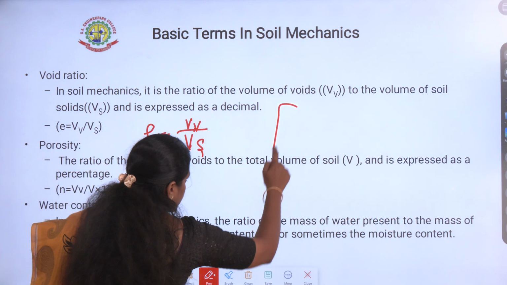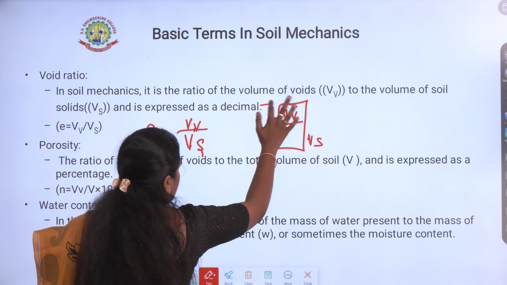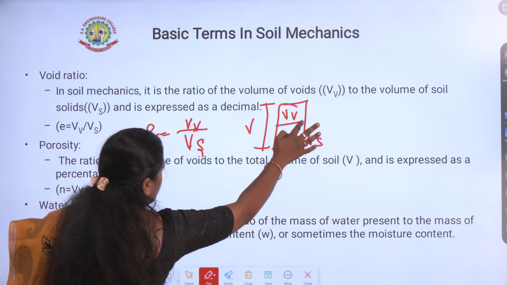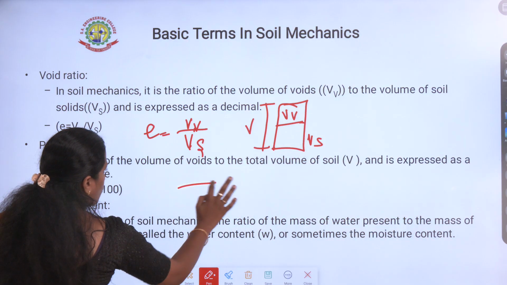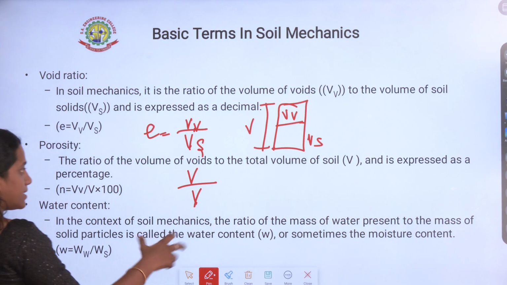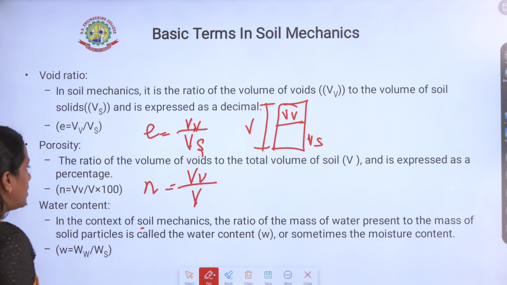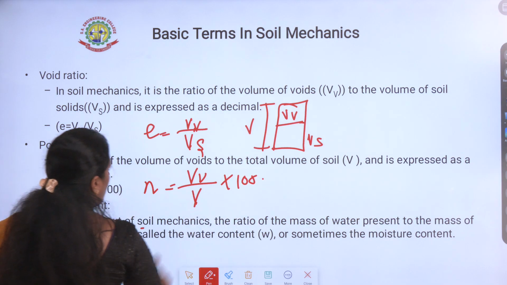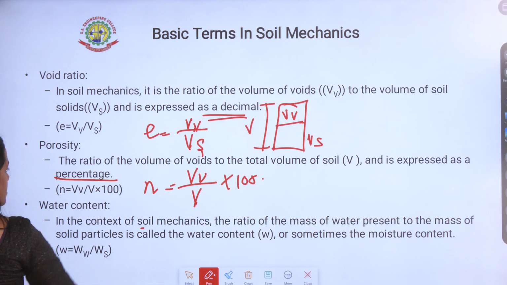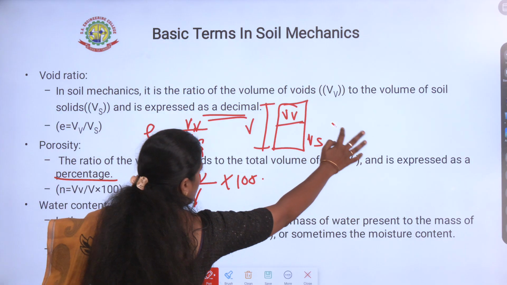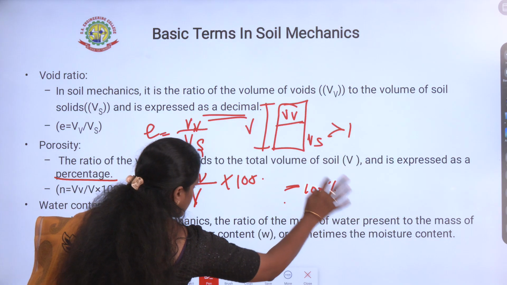In the entire volume, we will have volume of solids and volume of voids. If my ratio is between volume of voids and volume of solids, then it is called void ratio. If instead of the volume of solids, I consider the entire volume, then it is called porosity. It is represented as n, in terms of percentage. Void ratio is always expressed in decimal, whereas porosity is expressed in percentage. Void ratio can be greater than 1, but porosity cannot be greater than 100%.